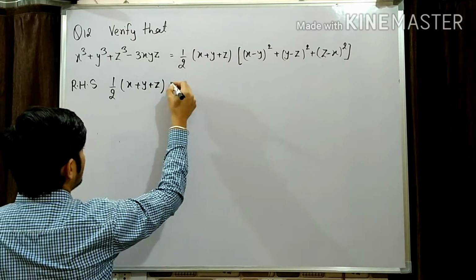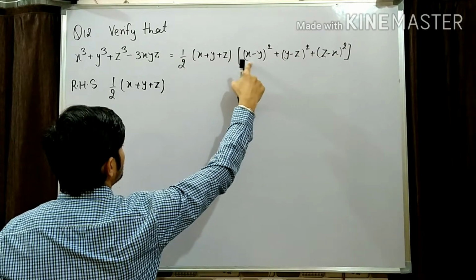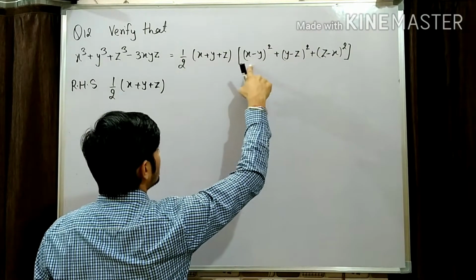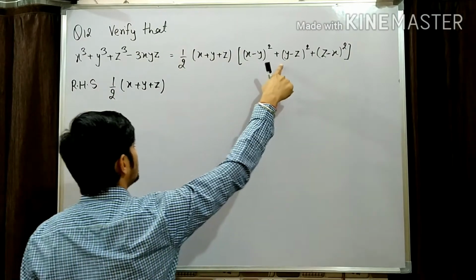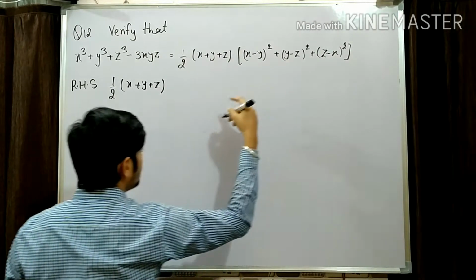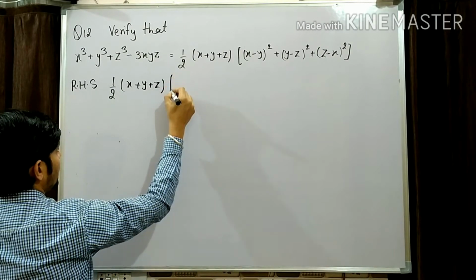Now in the right hand side, we know this identity. This is x minus y whole square. We can say this is a minus b whole square. This is also a minus b whole square. This is also a minus b whole square. So we can use the identity of a minus b whole square.